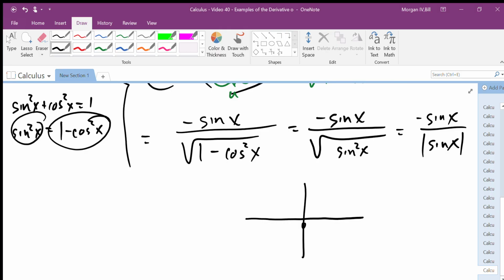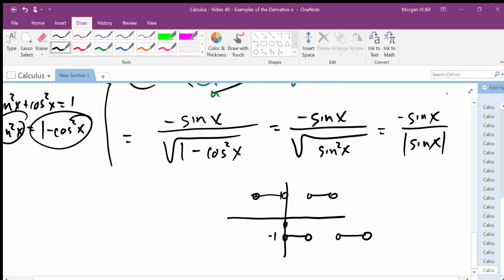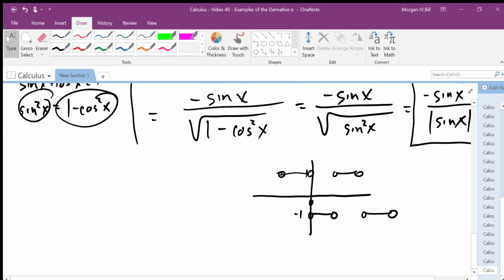So you end up with this, it's -1 between 0 and pi, and then it's +1 between pi and 2 pi, and then it's back to -1, and you get something that kind of looks like this. It just keeps jumping back between 1 and -1, depending on which quadrant you are in. Okay. So the point is, we can't just cancel that out and make that -1, because it's not always -1. Sometimes it's +1, and so we just leave it negative sine of x over the absolute value of sine of x. That was a little tougher at the end there.